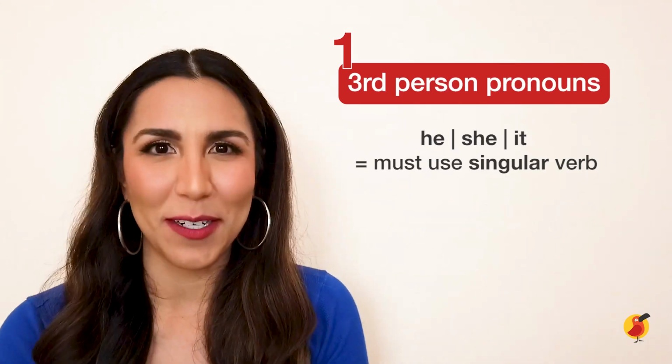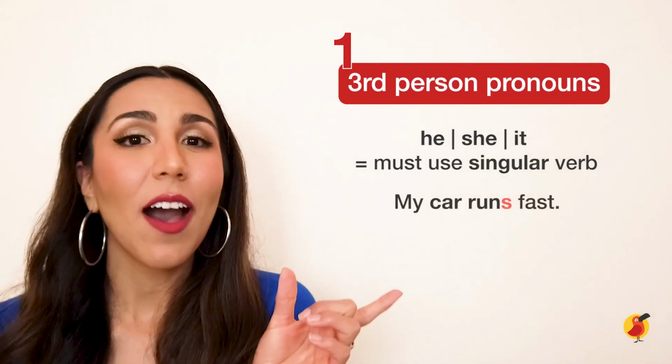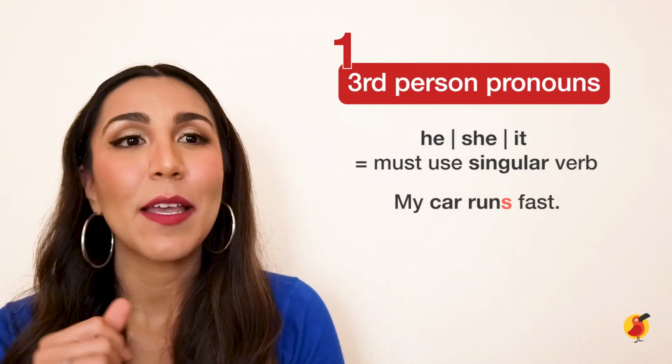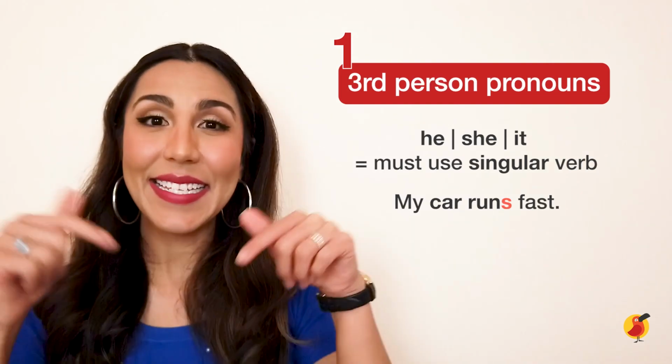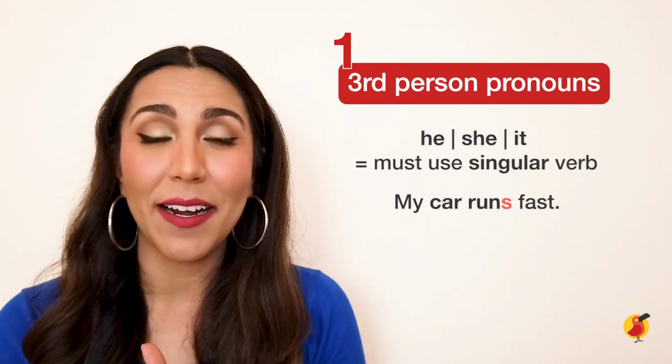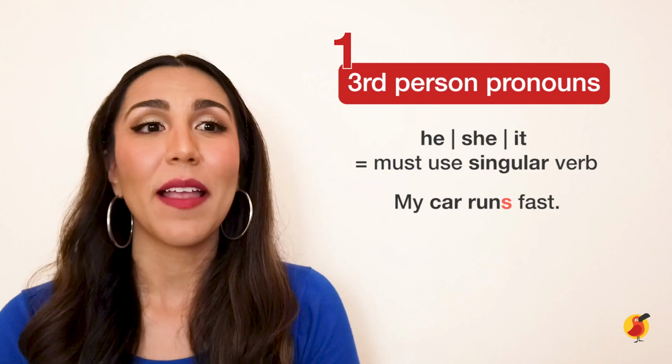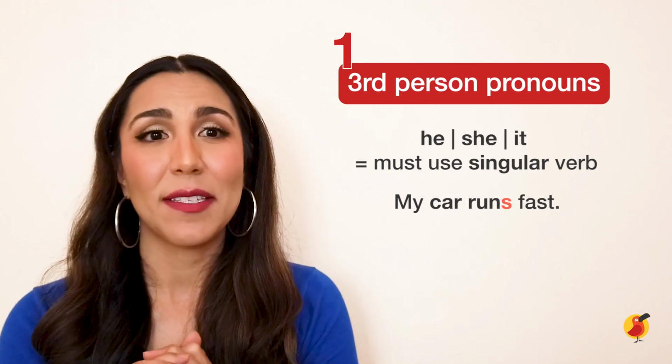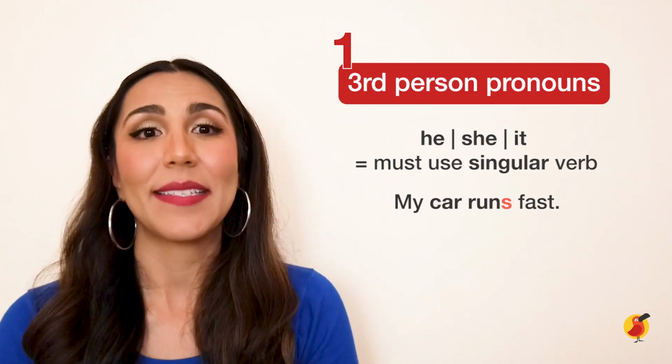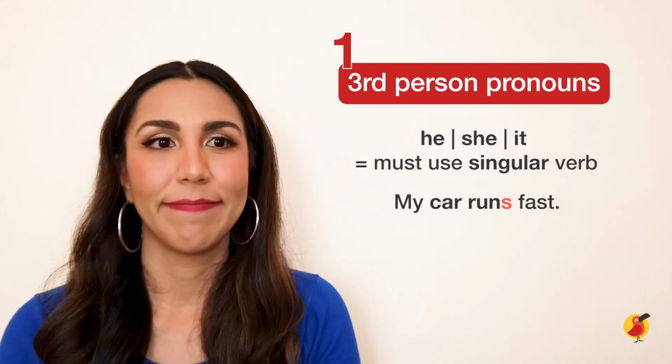Now let's see how this works. My car runs fast. In this sentence, the subject my car is singular. Therefore, the verb that describes the action of the subject must also be singular, runs.